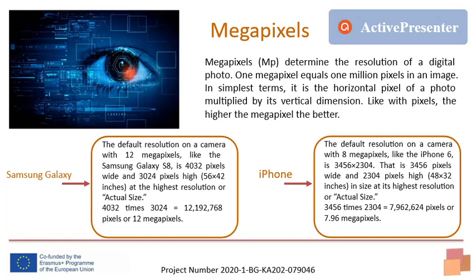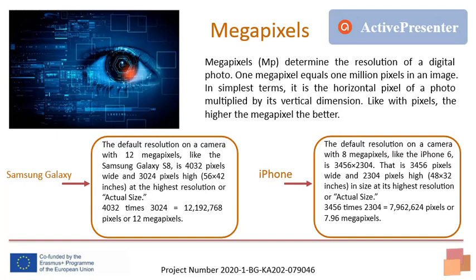Samsung Galaxy. The default resolution on a camera with 12 megapixels, like the Samsung Galaxy S8, is 4032 pixels wide and 3024 pixels high, 56 times 42 inches, at the highest resolution or actual size. 4032 times 3024 equals 12,192,768 pixels or 12 megapixels.